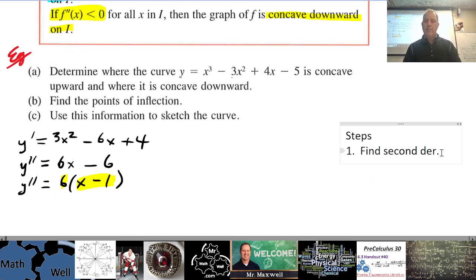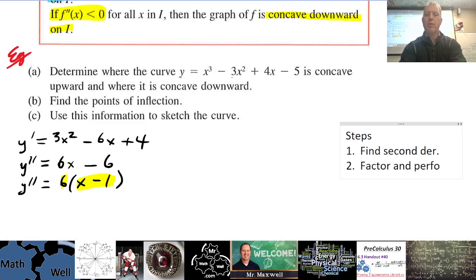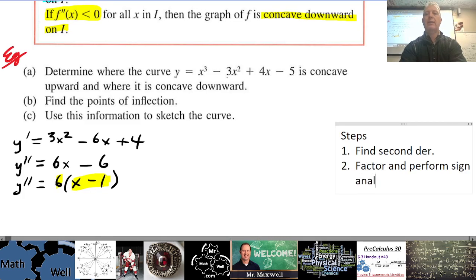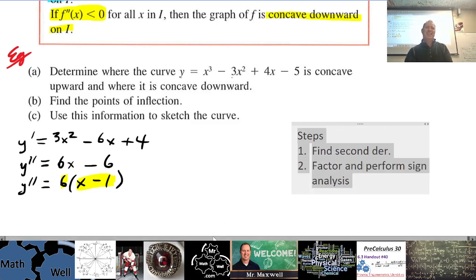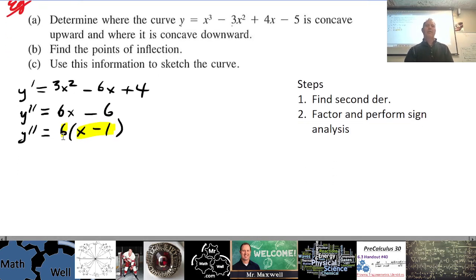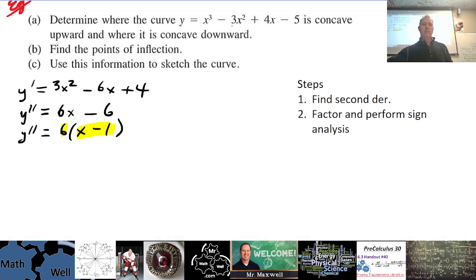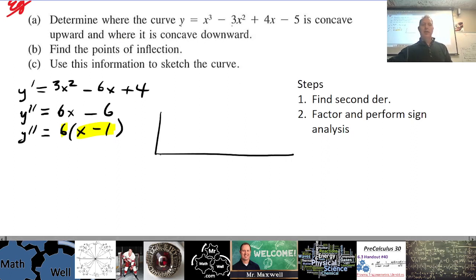So, find the second derivative. Perfect. After that, we're going to factor and perform, you guys are going to love this, sign analysis. Remember sign analysis? Everyone's favorite. Okay, factor, perform sign analysis. Sign analysis looks like this. We've got our elongated L shape. This is the number line here. I'll change color so it's easier to distinguish. We're going to put our factors on the side here, and find out where these factors are 0, positive, and negative.